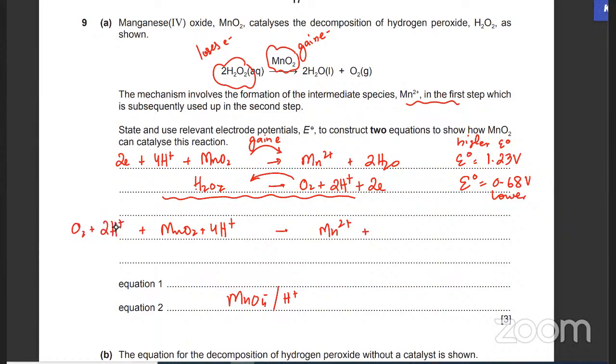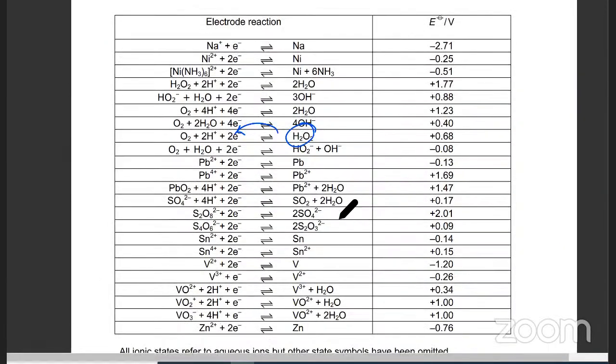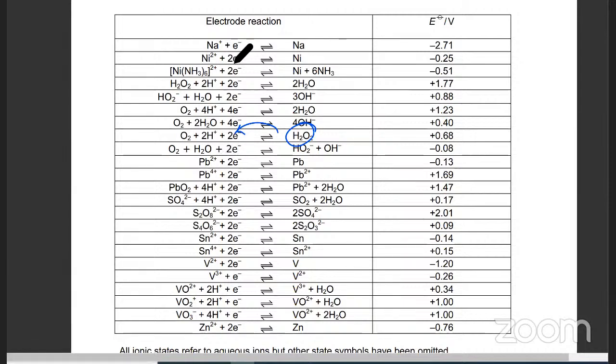Am I doing this right? It's wrong, it's 2H plus... No, I wrote the equation the other way around. This is a loss of electrons happening. I already wrote this H2O2 equation in the reverse direction, so I don't have to reverse it again.